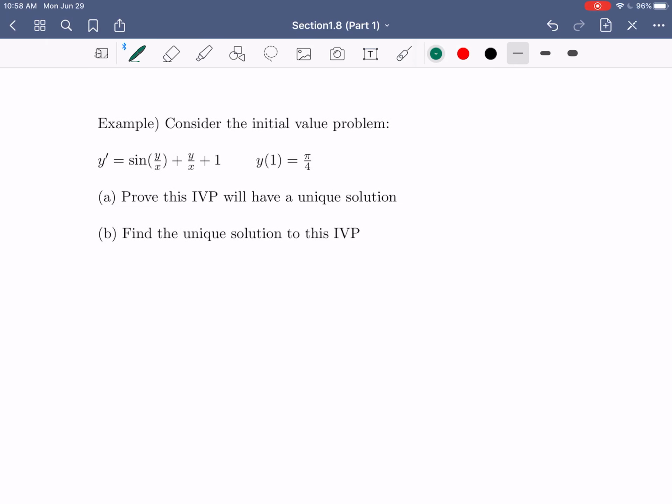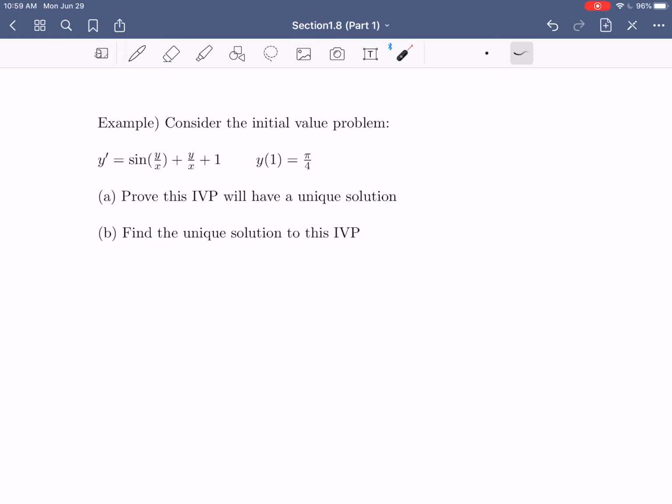So for this one, we're going to consider this initial value problem, y prime equals sine of y over x plus y over x plus 1, with y of 1 being equal to pi over 4. What we're going to do here is first prove that this IVP will have a unique solution. Remember, by proving that, it makes things tremendously easier, because then we don't have to worry about whether there are other solutions out there. We're just looking for one unique solution. And then we're going to find the unique solution to this IVP.